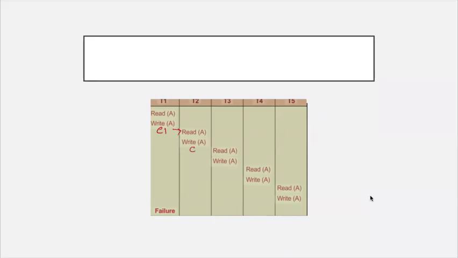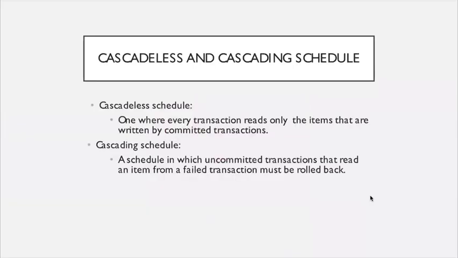Similarly, here, if there is a commit and then after that only the read is there, in that case, if T2 fails, you don't need to roll back T3. Similarly, T3 commit, this is commit, and this is commit. So a cascadeless schedule would be one which reads from committed transactions only. One, every transaction reads only the items that are written by committed transactions. So we do not want cascading schedules.